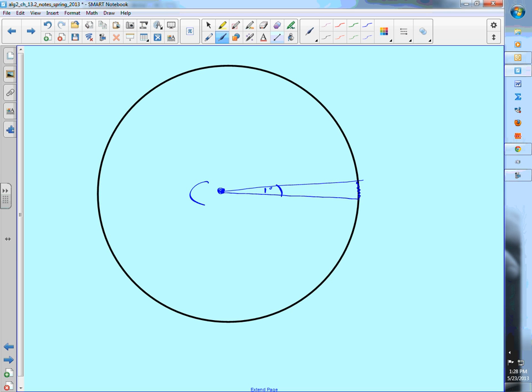It's 1/360th of the circumference. So this arc is 1/360th of the circumference. Okay? That's where a degree comes from.